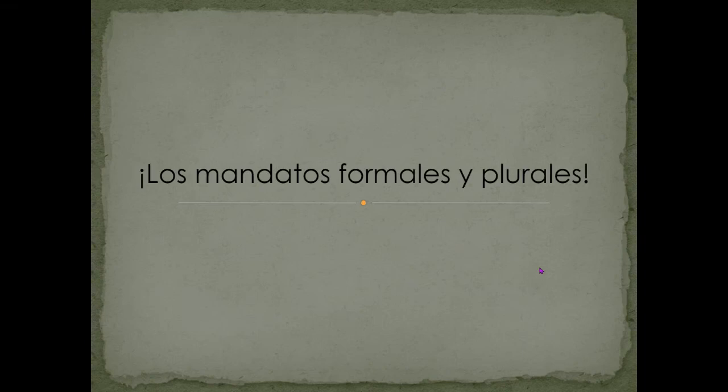Okay, so, hola. Hoy vamos a hablar de los mandatos formales y plurales. And remember how I said earlier in the year that when it comes to forming commands, you really already know what to do. Use some of the conjugations in the present subjunctive with which we've been working for the last few weeks. You just use them a little differently. So let's keep that in mind as we go through.